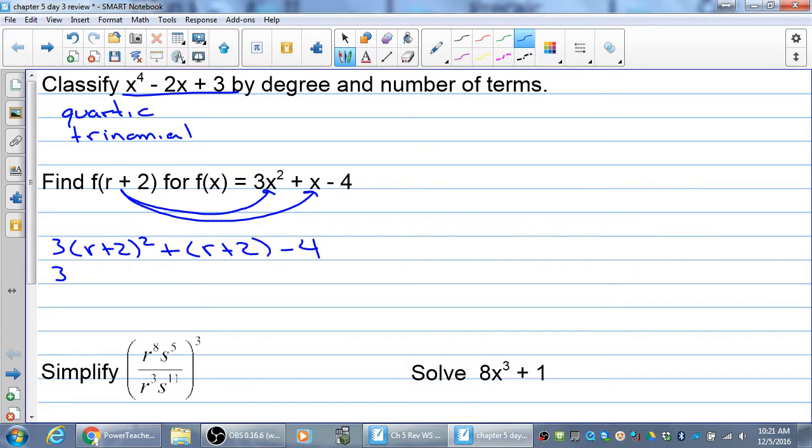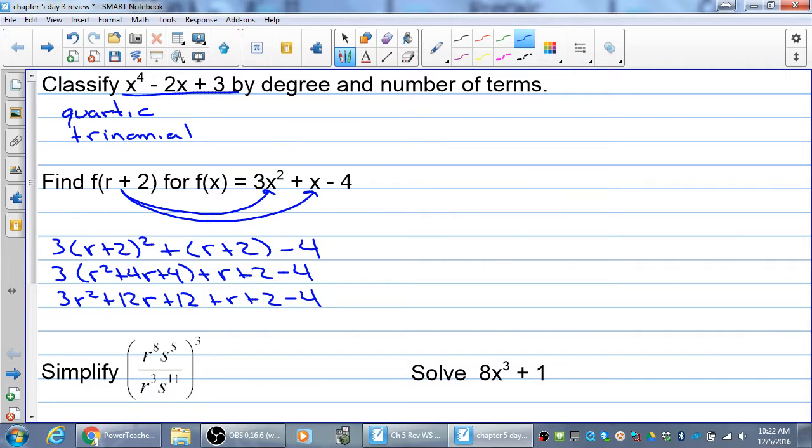We need to FOIL r plus 2. That's r squared plus 4r plus 4 plus r plus 2 minus 4. So there's the FOIL. Distribute the 3. 3r squared plus 12r plus 12. Yep, plus r plus 2 minus 4.